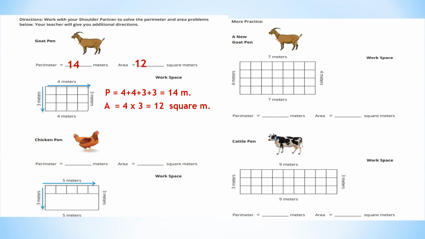Here we have a chicken pen. The chicken pen, I wanted to find the perimeter and the area for it. The perimeter will be, we will add all sides. 5 plus 5 plus 3 plus 3, all of them equals 16 meters. And the area will be 5 times 3 equals 15 square meters. Don't forget square meter.